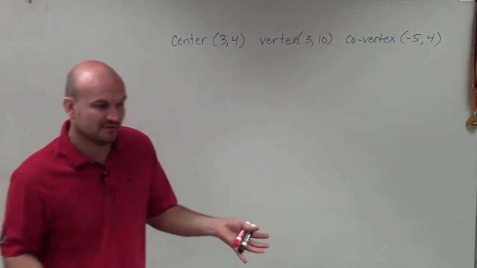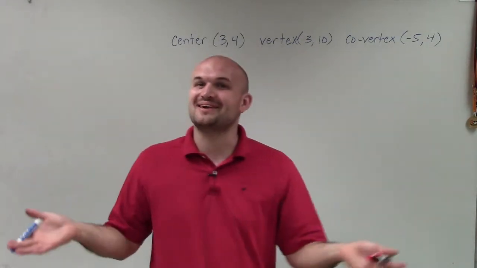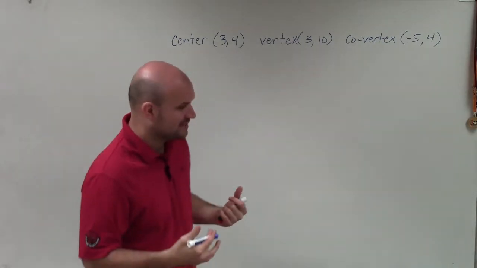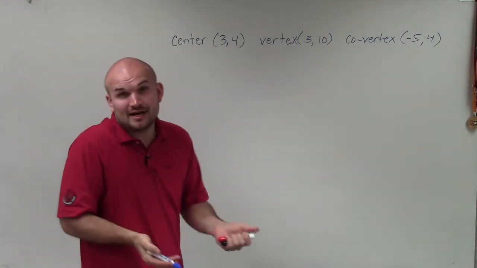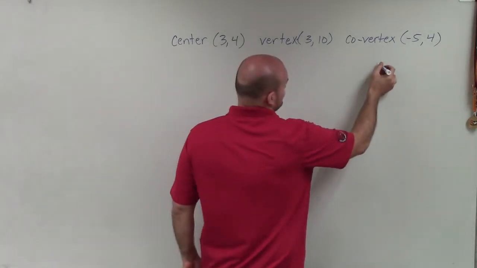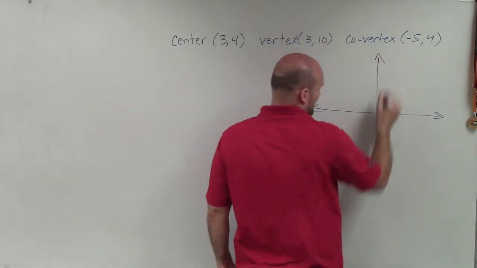Now, to write the equation of the ellipse, we need to know: is the major axis horizontal or is it vertical? So to do that, what we need to do is first plot our information and identify where the major axis is going to be. So I'm just going to plot the information on a graph and label it.